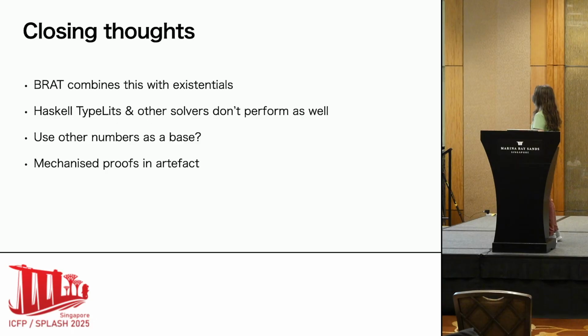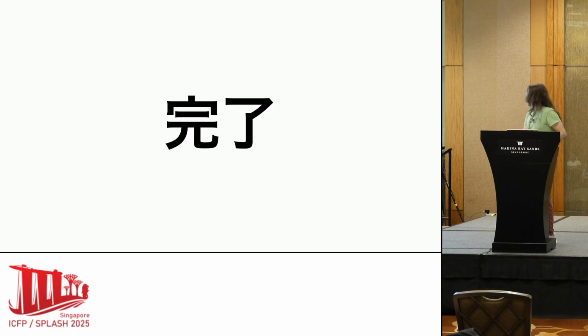Future work is there's no reason to fix doubling and power of 2 as our base. If we could do this for every prime number, we could have more numbers in the language. And all of the proofs that I mentioned are in our artifact. And that's everything for me. Thanks.